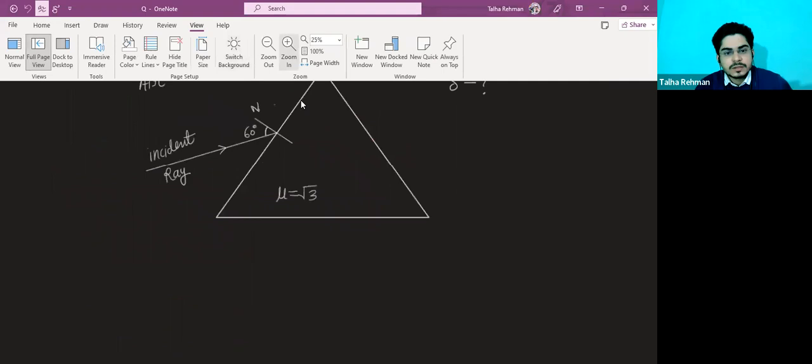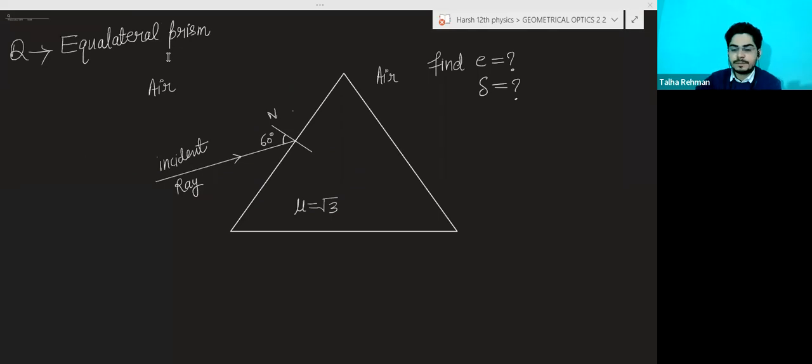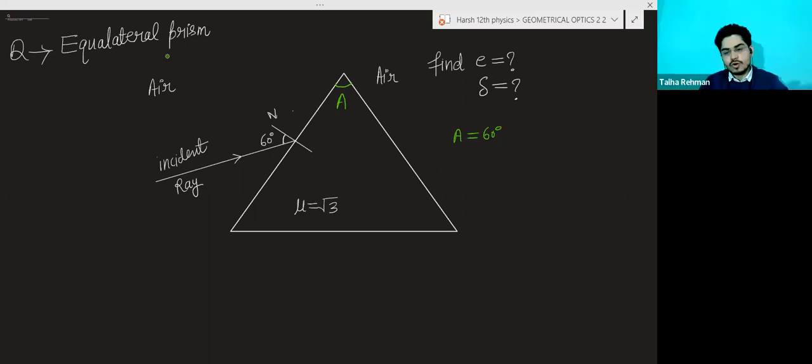In this question, there is an equilateral prism. Equilateral prism means the angle of the prism is A, and this A is equal to 60 degrees. Do you know an equilateral triangle? All angles are equal and all sides are equal. All angles are equal to 60 degrees. So this angle will also be 60 degrees and this angle will also be 60 degrees. But there is no requirement of these angles, so we are not considering this. So the angle of prism A is 60 degrees, given.